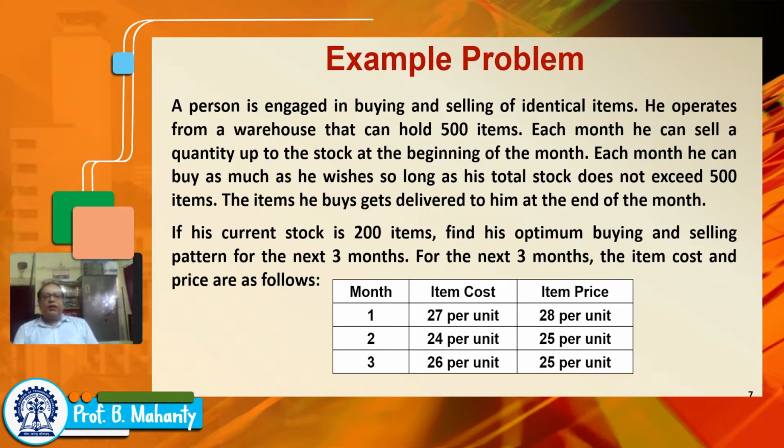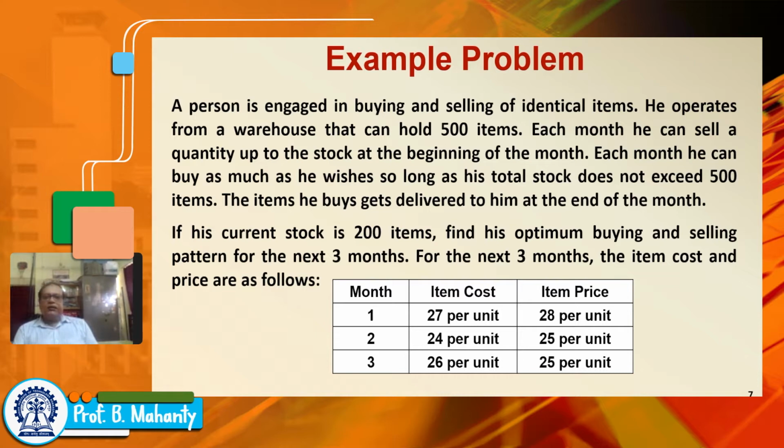So here is the problem, and the problem is like this: a person is engaged in buying and selling of identical items. He operates from a warehouse that can hold 500 items. Each month he can sell a quantity up to the stock at the beginning of the month, and each month he can buy as much as he wishes, so long as his total stock does not exceed 500 items. The items he buys get delivered to him at the end of the month. If his current stock is 200 items, find his optimum buying and selling pattern for the next 3 months.